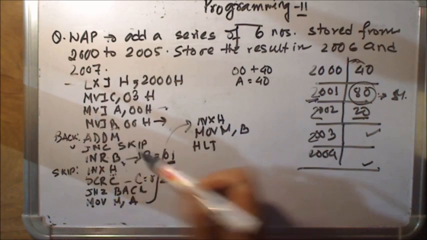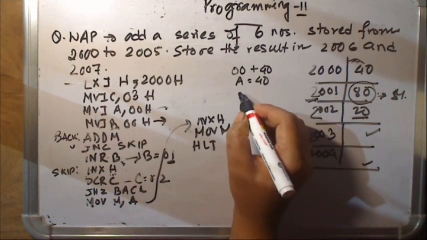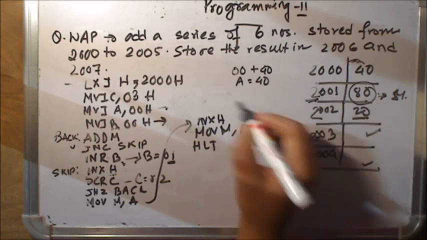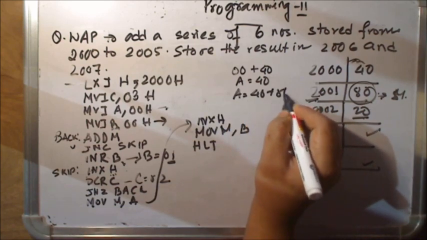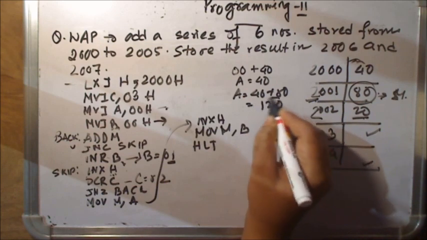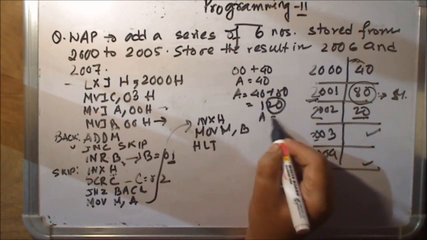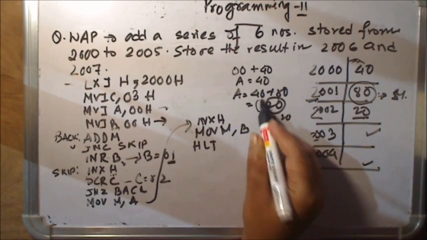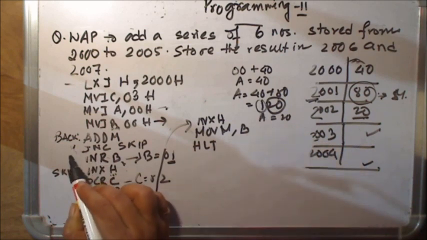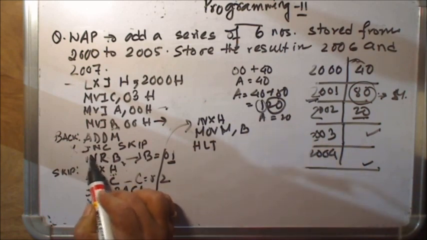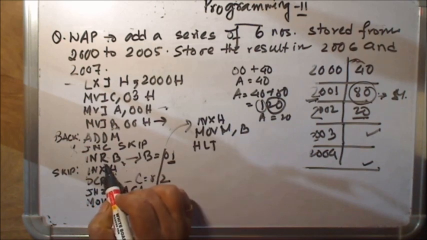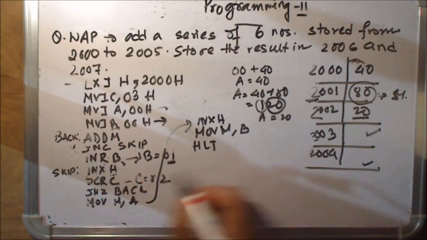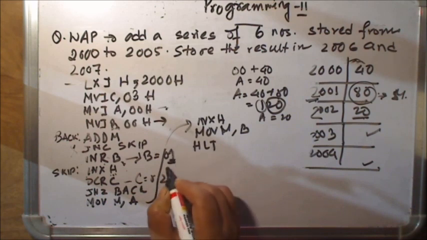So add M. M is 80. So A was 40. So 40 plus 80 will be 120. So 20 is the new sum. Since carry is generated, this instruction will not be executed. So it will go to INR B. So B will be incremented to 01.